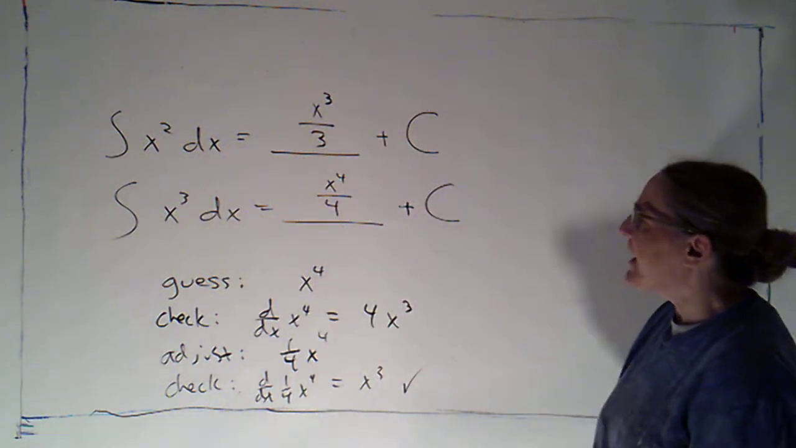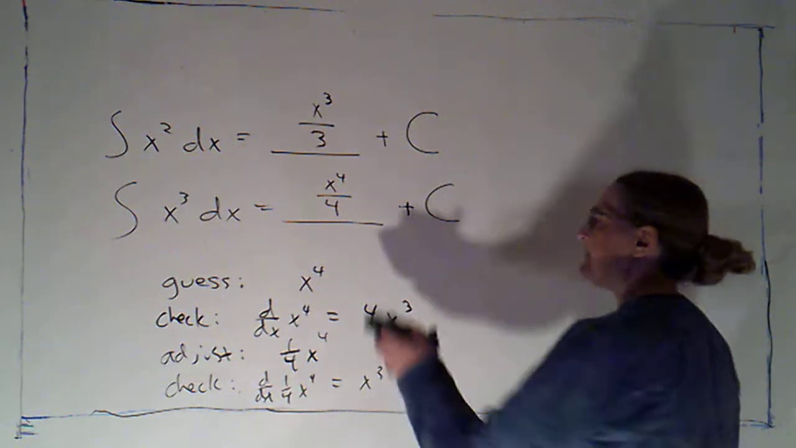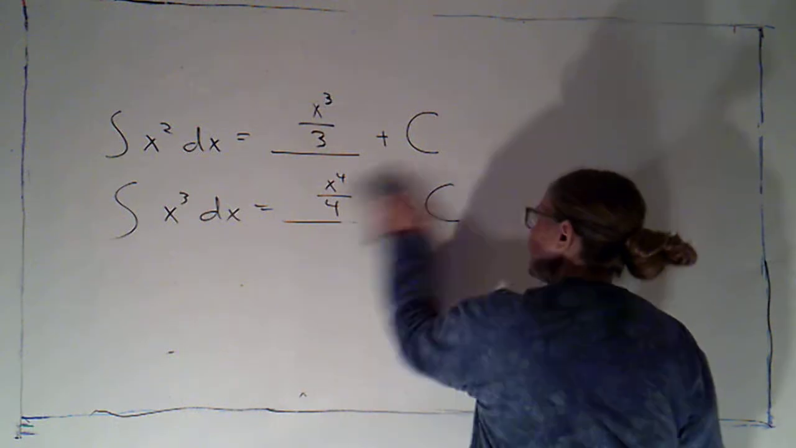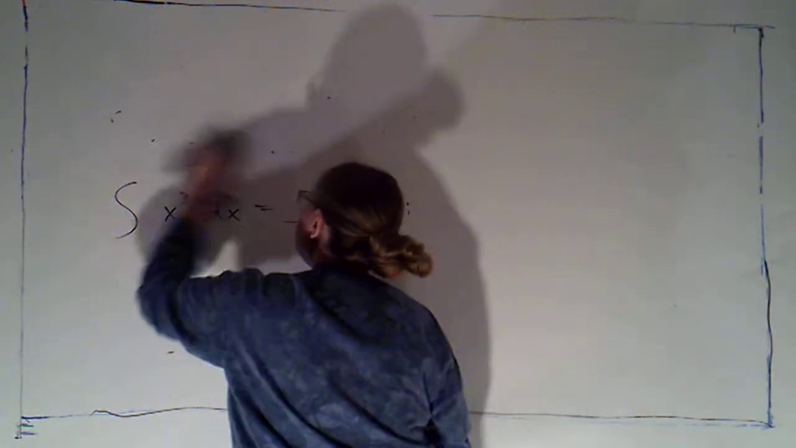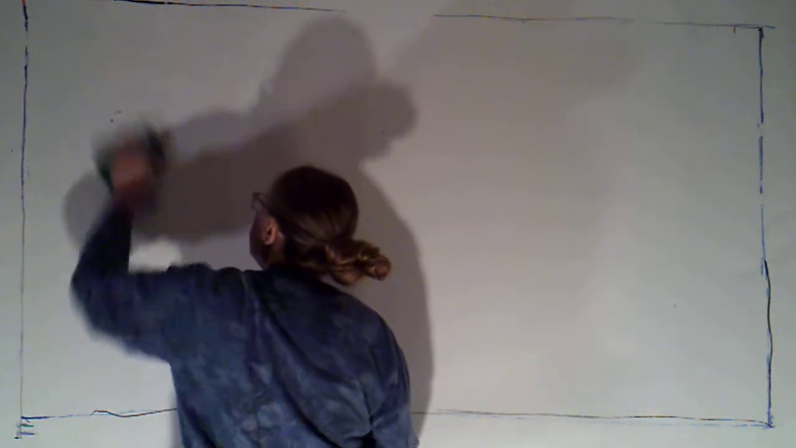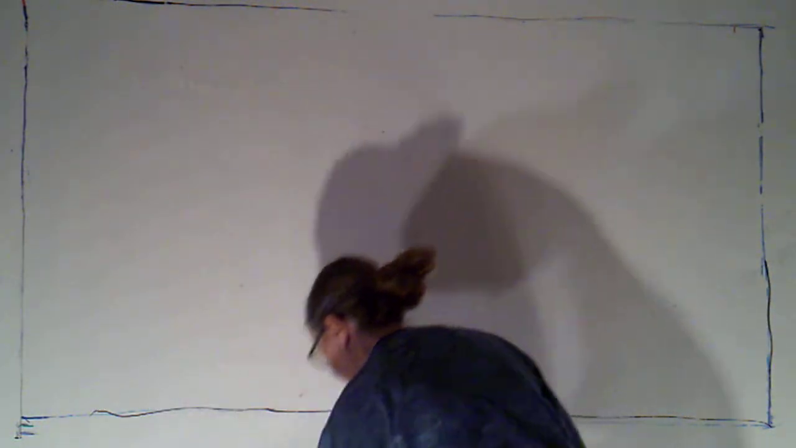Okay, now both of these were power functions, and I'm sort of noticing a pattern. It looks like when I integrate, or when I find an antiderivative, the power goes up 1. And that makes sense because I know that when I take the derivative, the power goes down 1. So let's see if we can do this more generally.